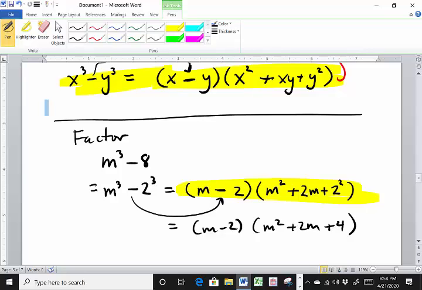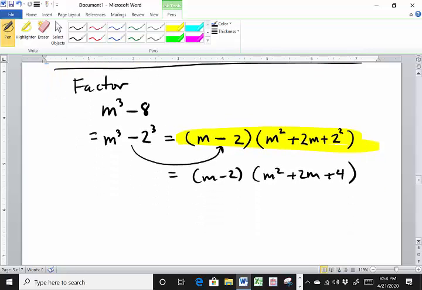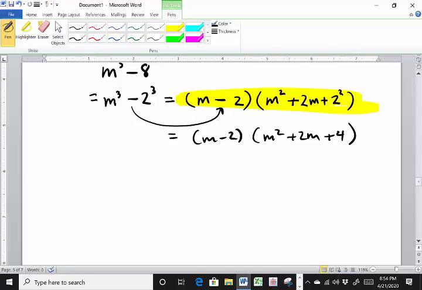All right, let's try another one. Let's say we have 81 x cubed plus 3. Well, we have an x cubed. Okay, that's a perfect cube. 81, let's see, is that a perfect cube? Well, 2 times 2 is 4. 4 times 2 is 8. No. 3 times 3 is 9. 9 times 3 is 27. No.